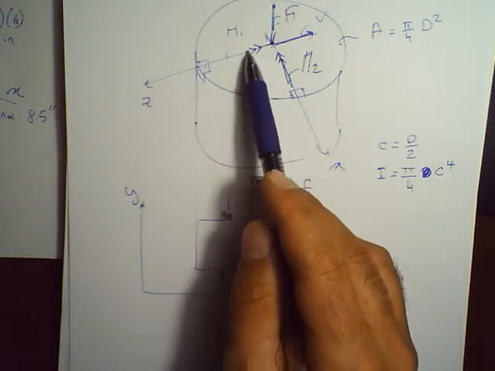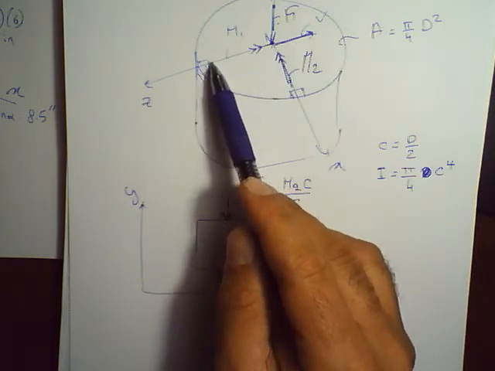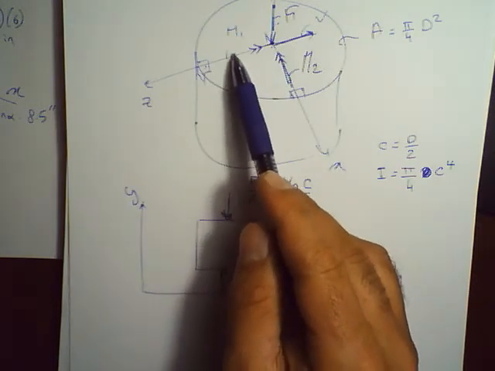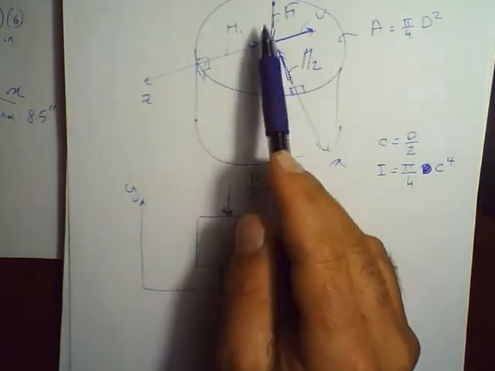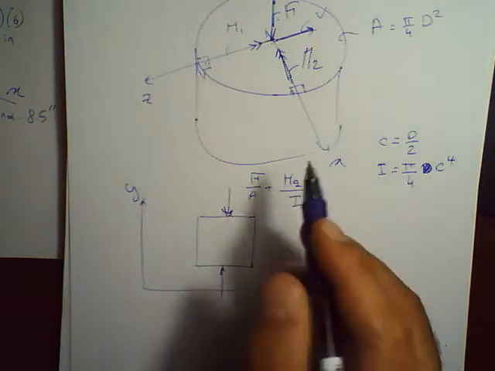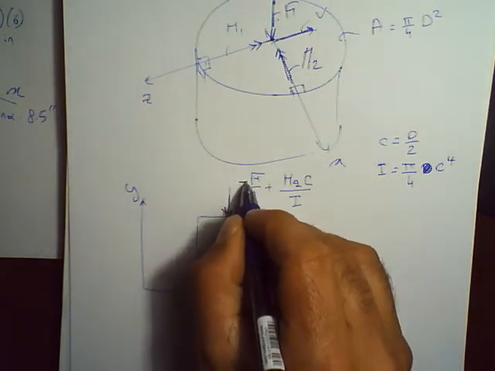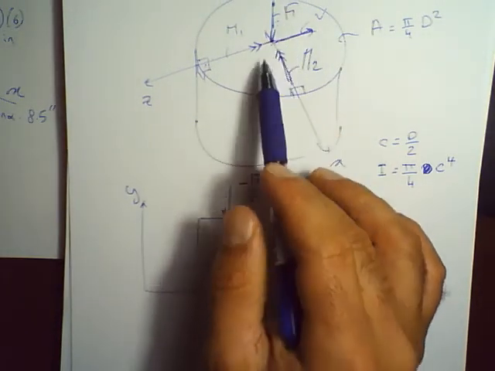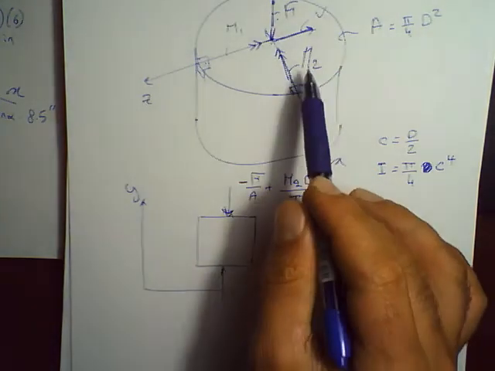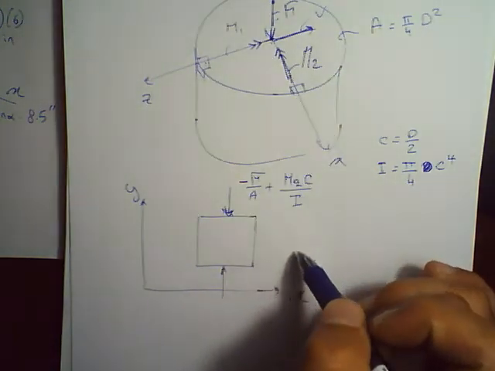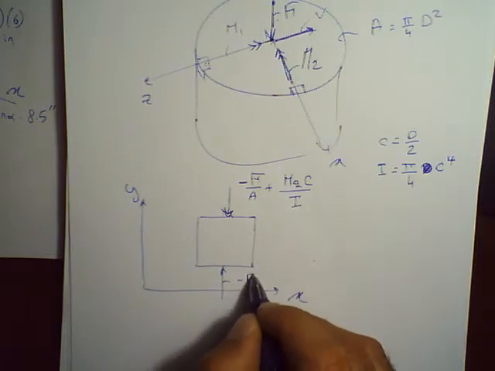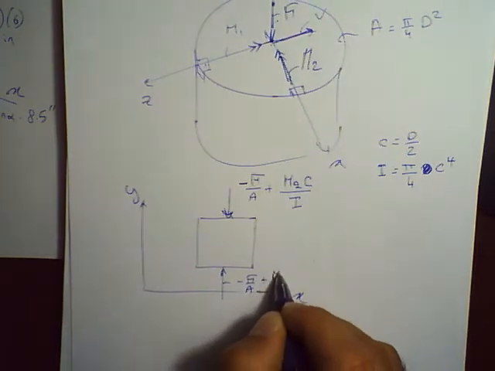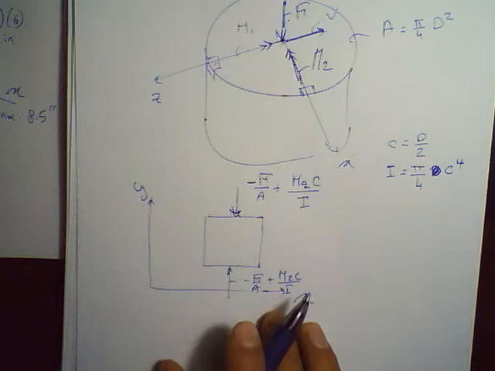How about the stress caused by that moment? It does not create any stresses relative to this element. This guy will only create tension, and the force is basically compression, so this has to be minus. So minus F over A plus M2 C over I. How about here? Same thing, so this is minus F over A plus M2 C over I.